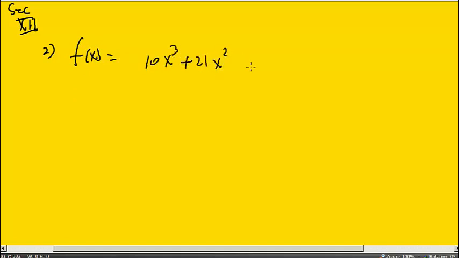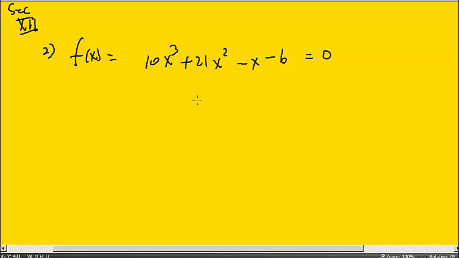Alright, so let's move on to the next section, section 12. Let's do number 2 as an example. Refresh your memory. f of x is equal to 10x to the third plus 21x to the second minus x minus 6. And we're asked to find all the zeros. That means they want me to set that equal to 0 and solve for x. Those are all the zeros.